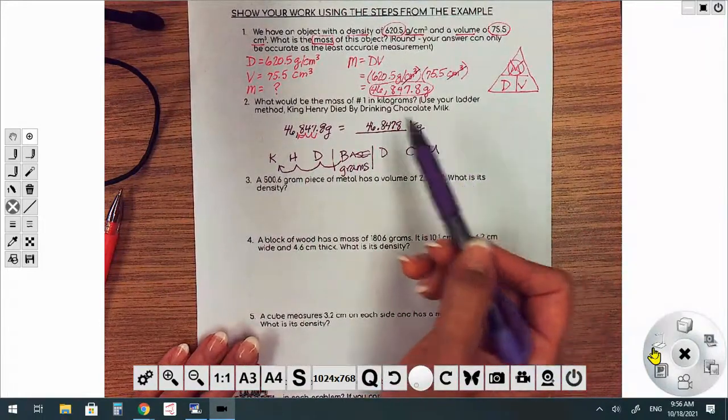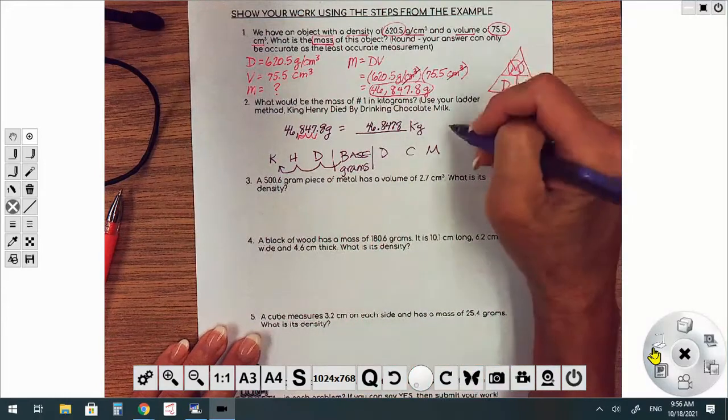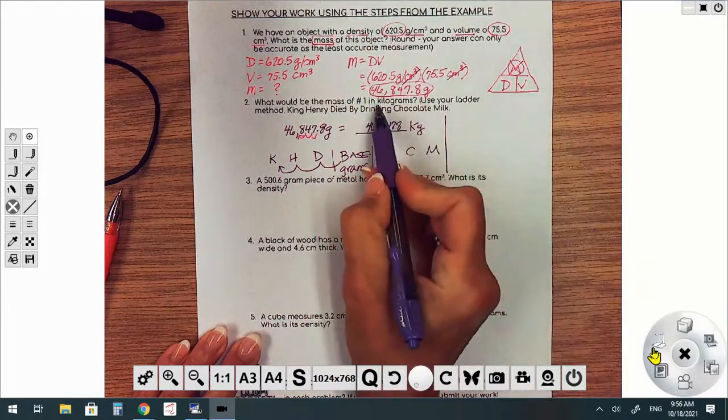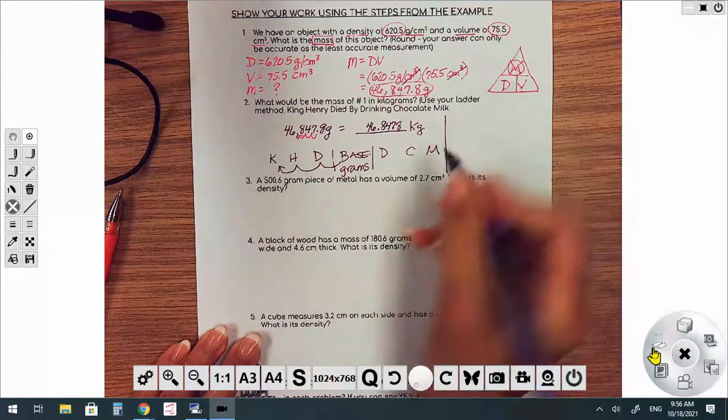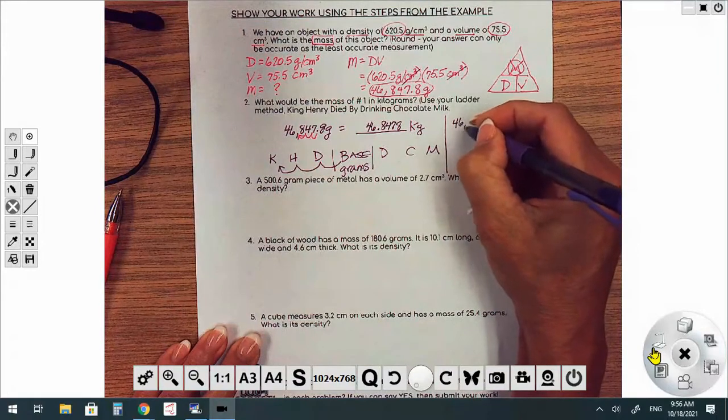Now, in some of these worksheets, I had this as milligrams, okay? So if you have a worksheet that has milligrams instead, we would be going, we're trying to solve what this would be in milligrams.